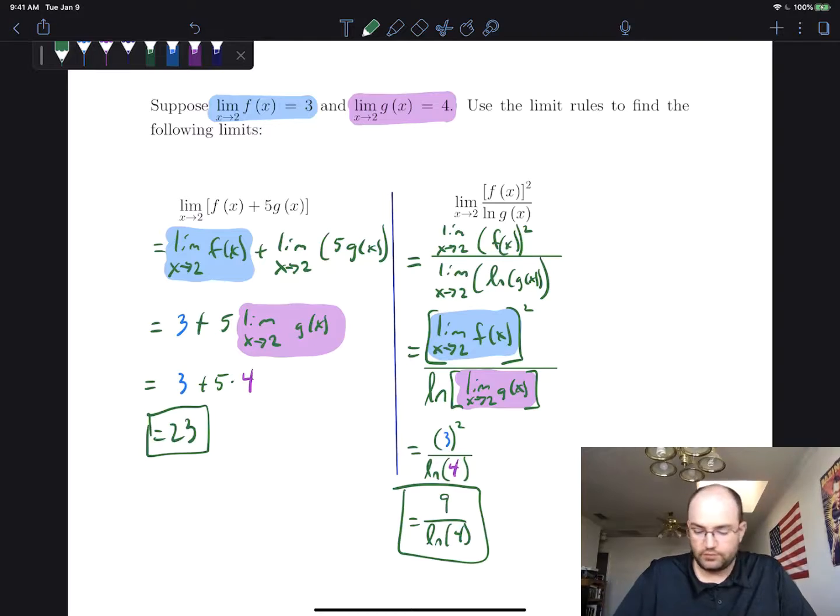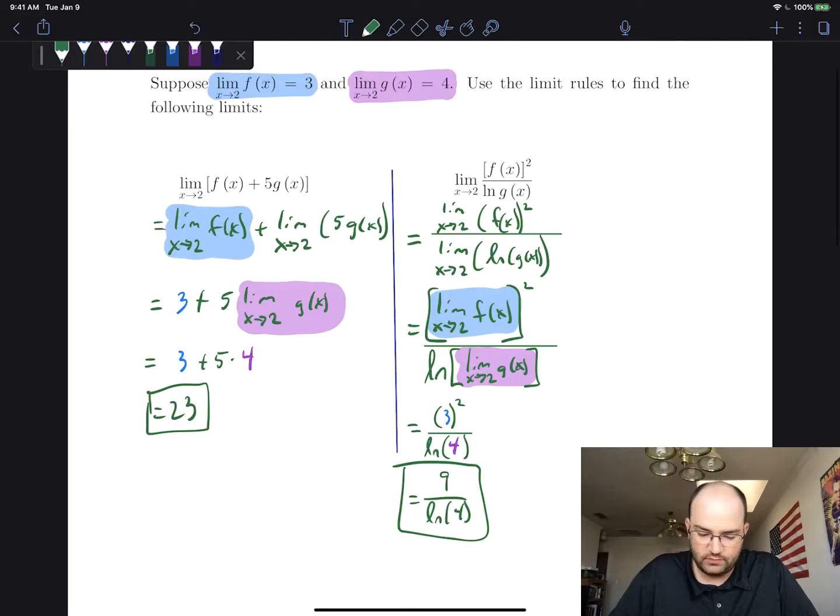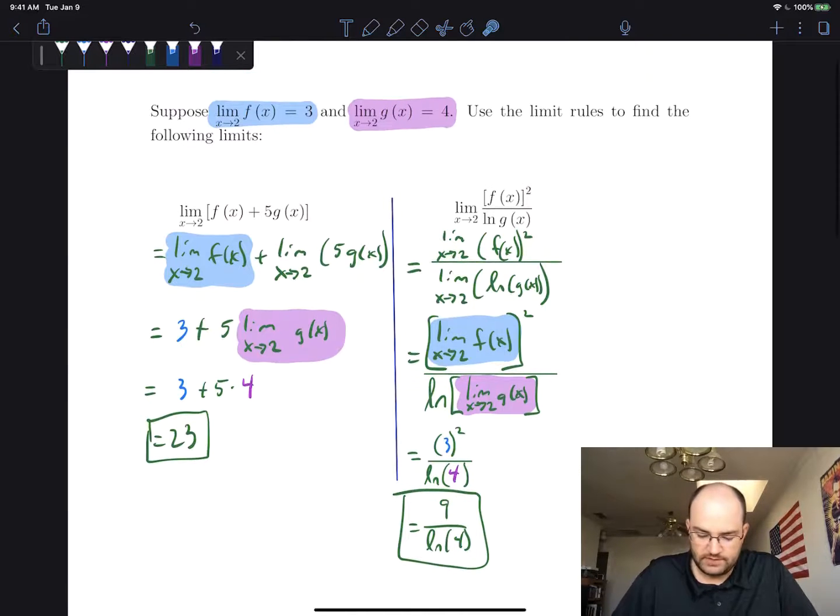Now with this one, of course, we could go the short way. Anywhere you see the f of x, replace it with 3. Anywhere you see g of x, replace it with 4. So you could immediately have gone from here to here. That's the short way of doing it.